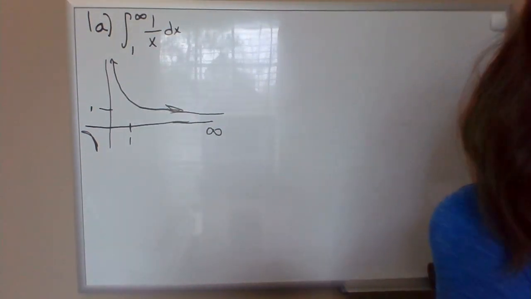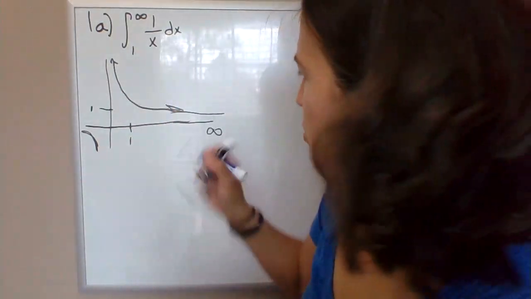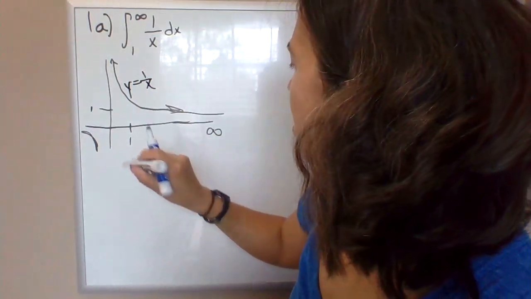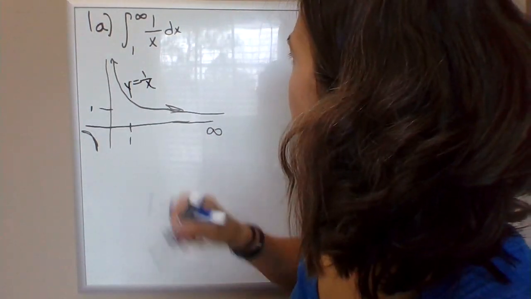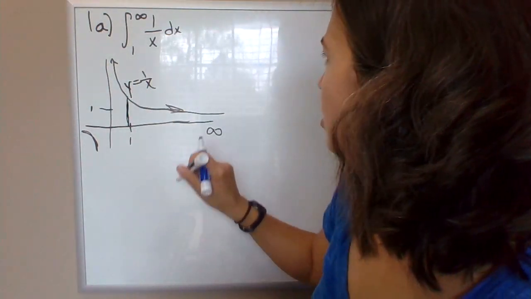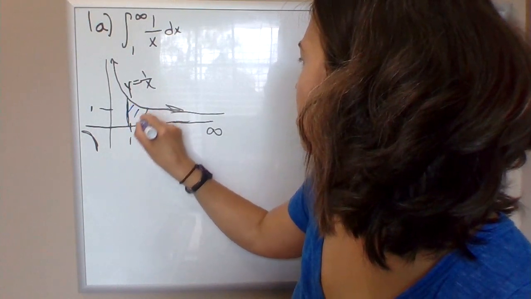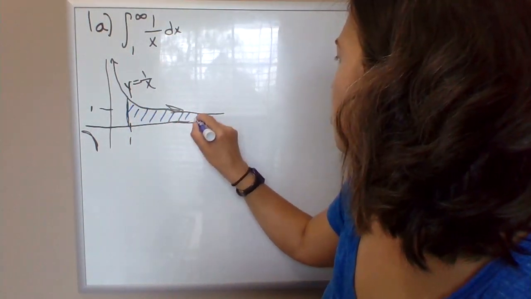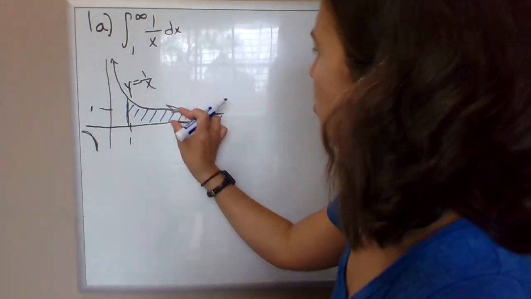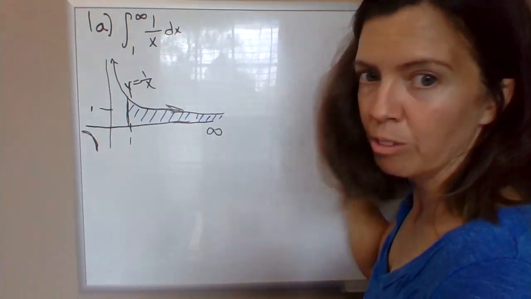So if we're thinking about that in terms of area under the curve y equals 1 over x, which let me label that, then it's the area from when x equals 1, that's your lower limit of integration, to, as x approaches infinity. So that improper integral represents the area of this unbounded region. So the region extends forever out to the right here.